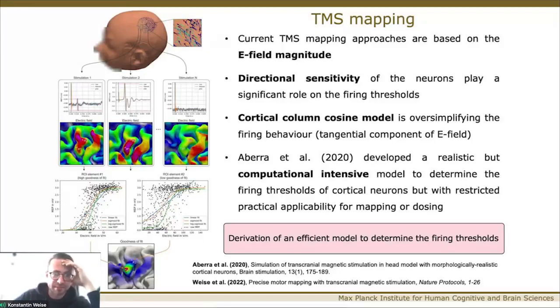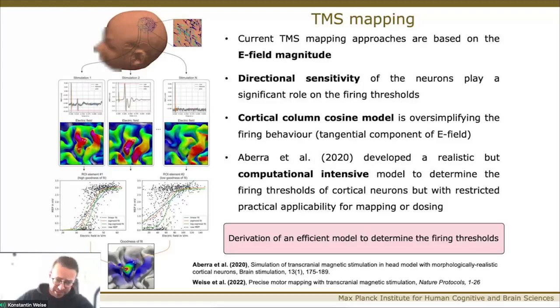TMS pulses with a 5-second interstimulus interval at random locations and orientations over the motor cortex. For each of the pulses, we record the motor evoked potential, as you see on top. For every motor evoked potential, there is an associated electric field distribution we calculate. Afterwards, we apply a nonlinear regression to each voxel in the region of interest, correlating the electric field magnitude with the MEP.